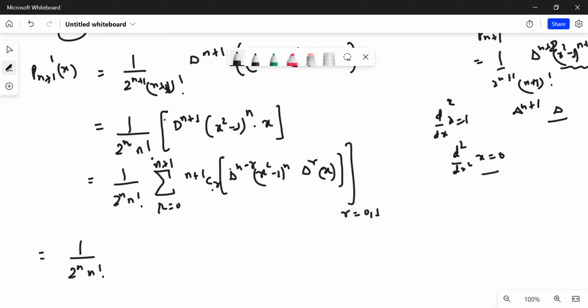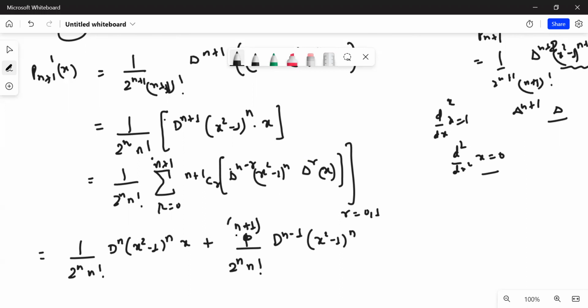So if I take r equal to 0, I will get (n+1) c 0, which is 1. And this will be d^n of (x square minus 1) to the power n, and this is for r equal to 0. This is simply x over 2 to the power n, n factorial. Plus, for r equal to 1, I write d^(n−1) of (x square minus 1) to the power n, and then the derivative of x. Oh, sorry, I forgot this particular part also: (n+1) c 1, which is simply n plus 1. So I'll write n plus 1.